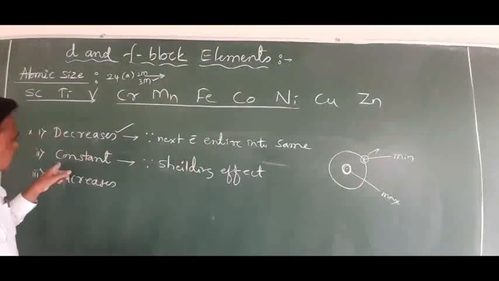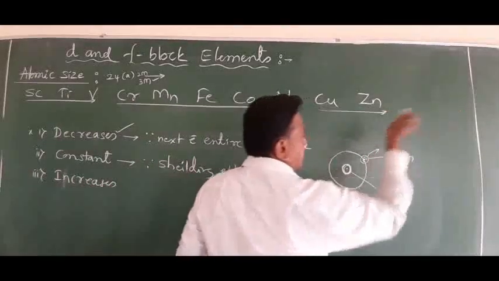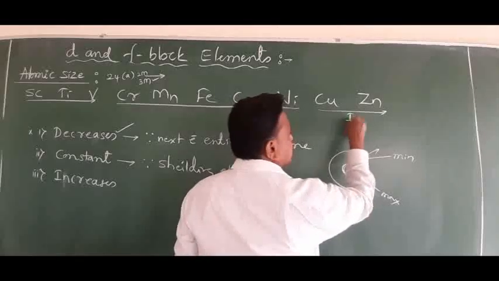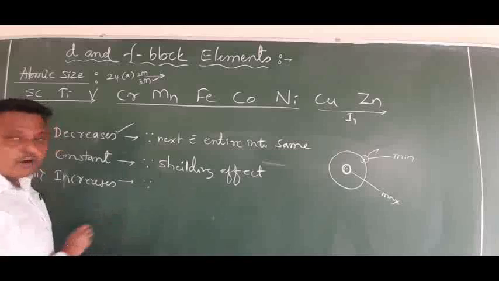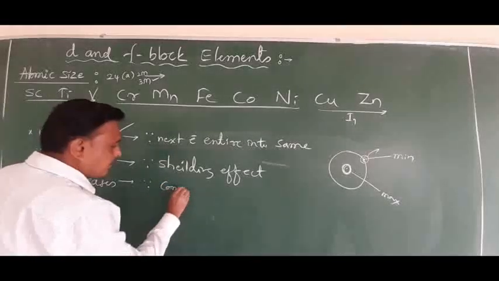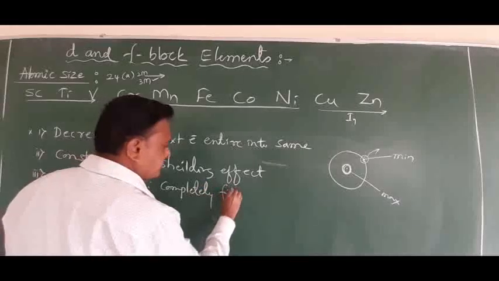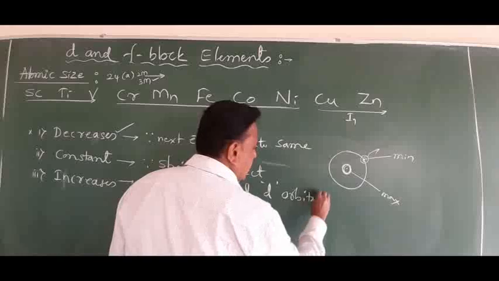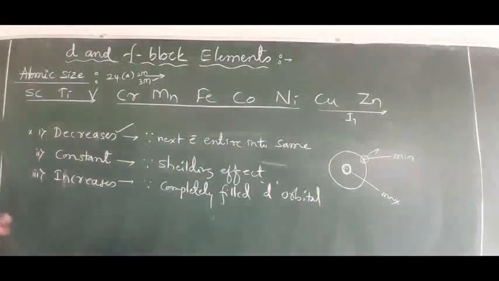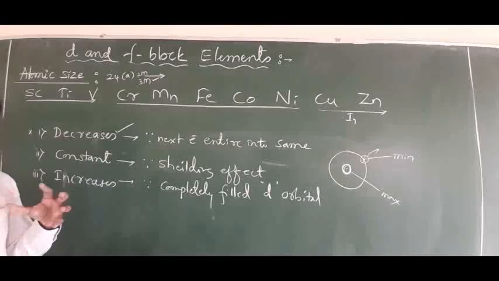Gradually the size is constant. Finally, after copper, once again it increases. Sir, why does it increase? Because the d orbital is completely filled. Once the d orbital is completely filled, they become more stable. Due to more stability, the size gradually increases.